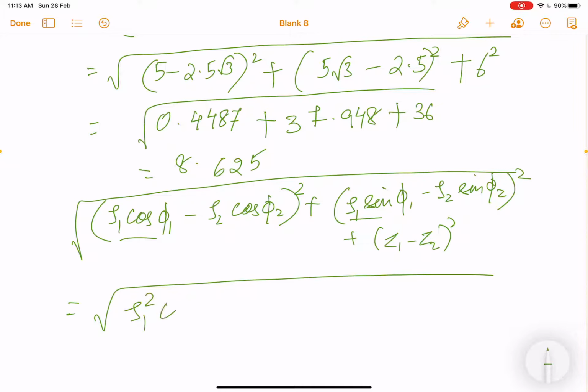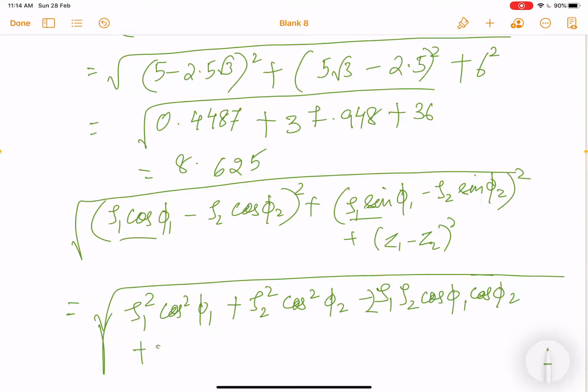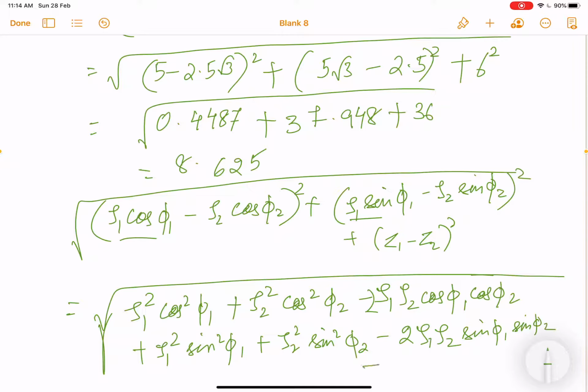If you expand it, you'll get rho 1 square cos square phi 1 and the other one, rho 2 square cos square phi 2, minus rho 1 rho 2 into 2 cos phi 1 cos phi 2. And then the next term: rho 1 square sin square phi 1 plus rho 2 square sin square phi 2, minus 2 rho 1 rho 2 sin phi 1 sin phi 2. Then the other one, let me leave it like that, z1 minus z2 whole square.